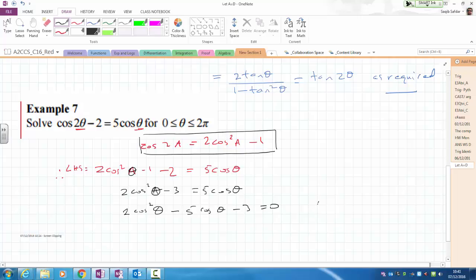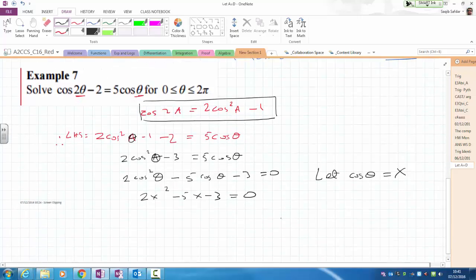Now at this point, we can make life easier and say let cos theta equal x, and so we've got 2x squared take away 5x take away 3. We've turned it into a nice quadratic equation. Minus 1 take away 2 becomes minus 3. Now we've got a nice quadratic equation which we can factorize or solve. If we factorize it, we should get 2x plus 1 with x take away 3. And this gives us x equals 3 or x equals minus a half.